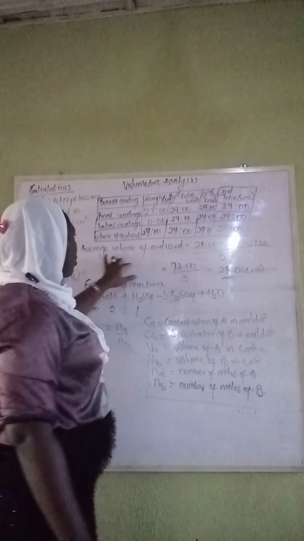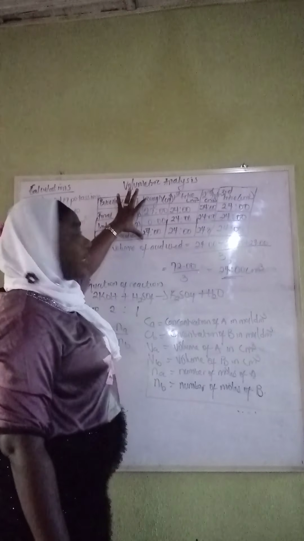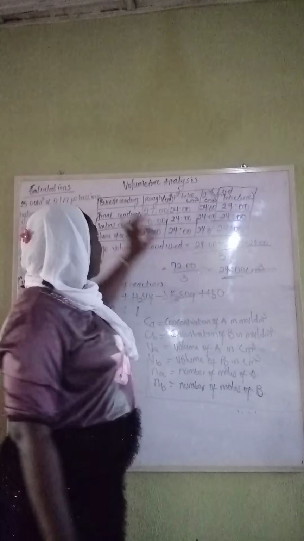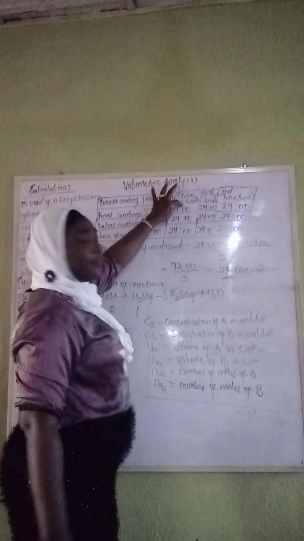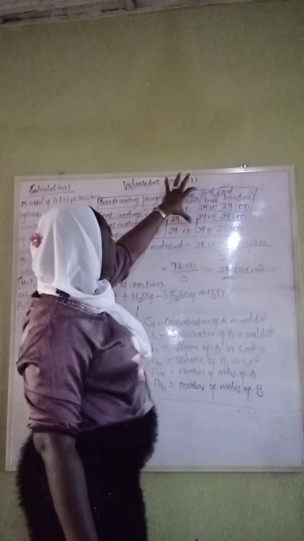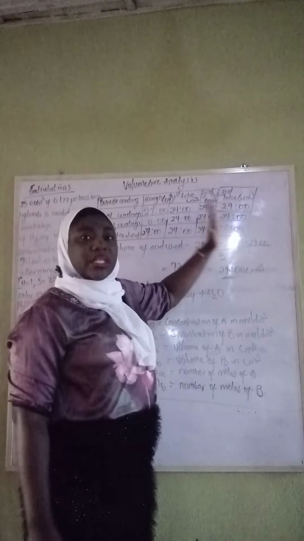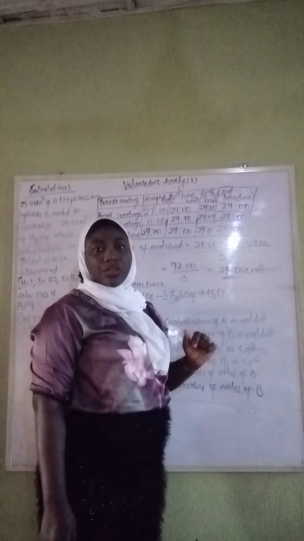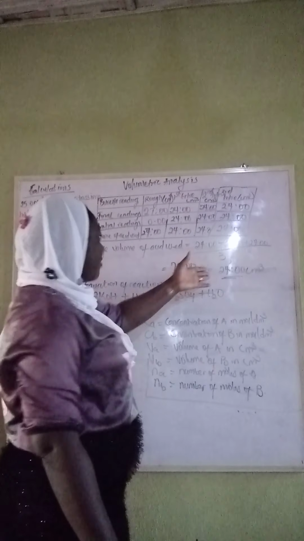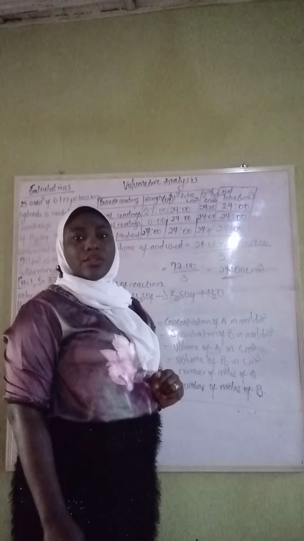Now to get the average volume of acid used, you have to add up all these titers. I did not add up my rough titer because the rough titer was too high. Now look at the difference. This is 27, this is 24. It was too high, and when I made the second and third titer, it was closer to the first titer. So I decided to pick the first, second, and third titer. So you add up this first, second, third titer, divide it by 3, and you have your volume of acid used, the average volume of acid used. Average simply means you divide it by this 3 here.